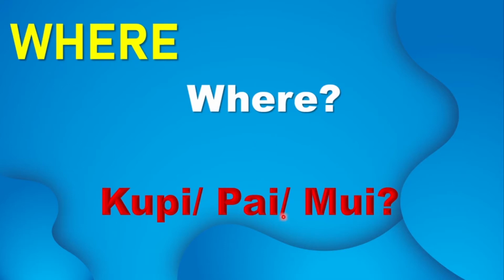Where can be used in three different ways. It's kupi when you are referring to a place, as in a place like somewhere else, like Harare, a city, a country. Then pai, it's a place but referring to on top of something. Then mui means inside something, in something.